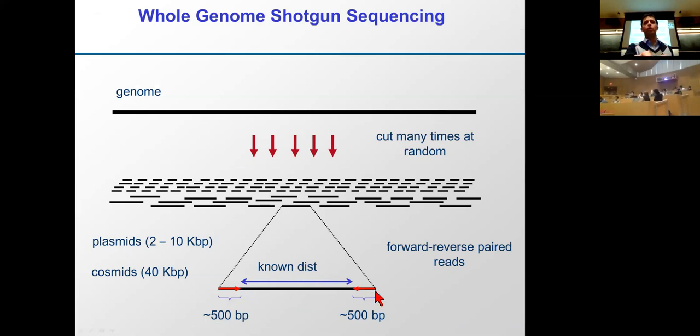But if you have very, very long fragments, then the paired ends from both ends of that fragment allow you to jump over very long regions and basically have a unique sequence here, a unique sequence there, and then figure out the similarity between them.